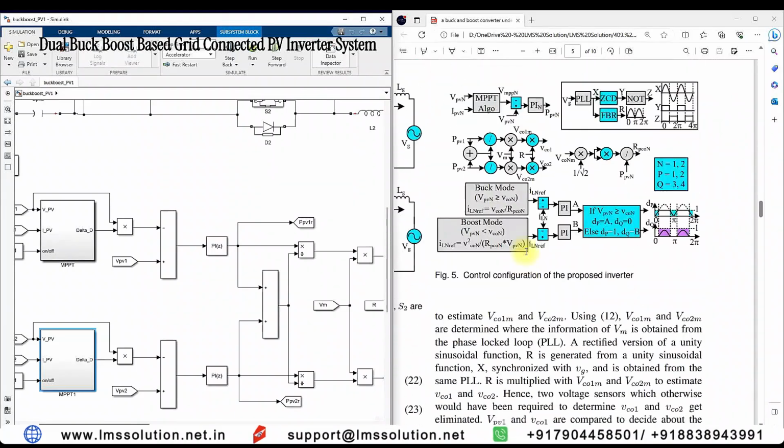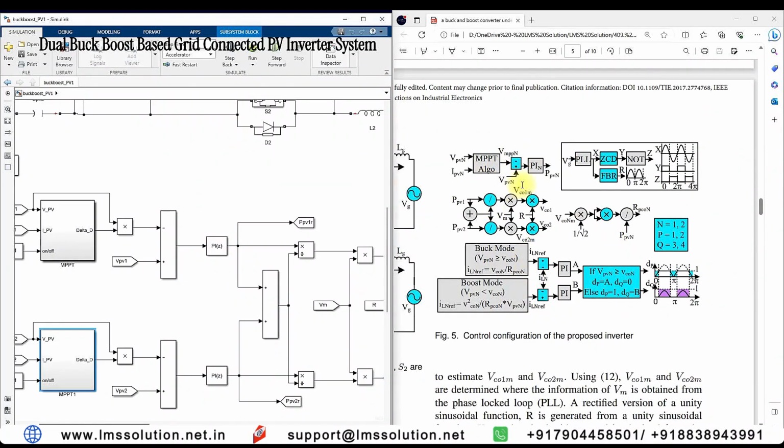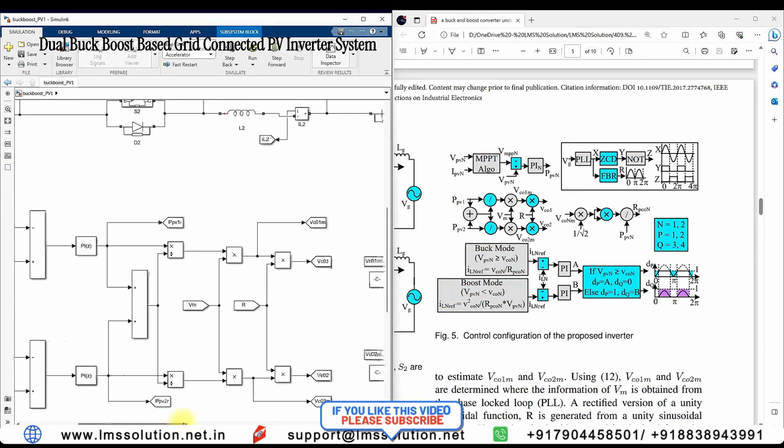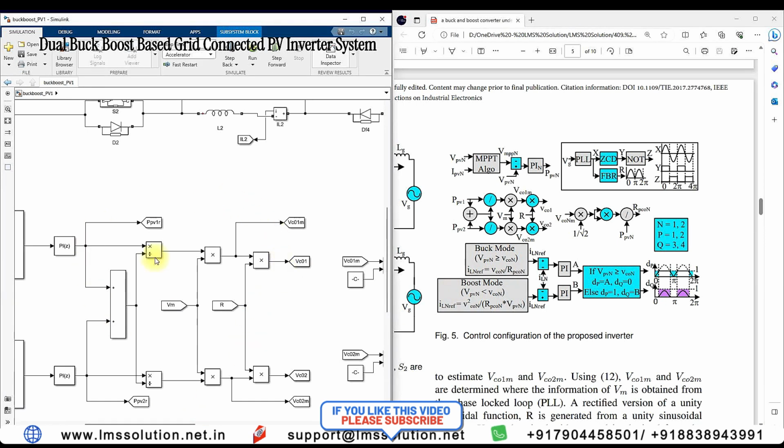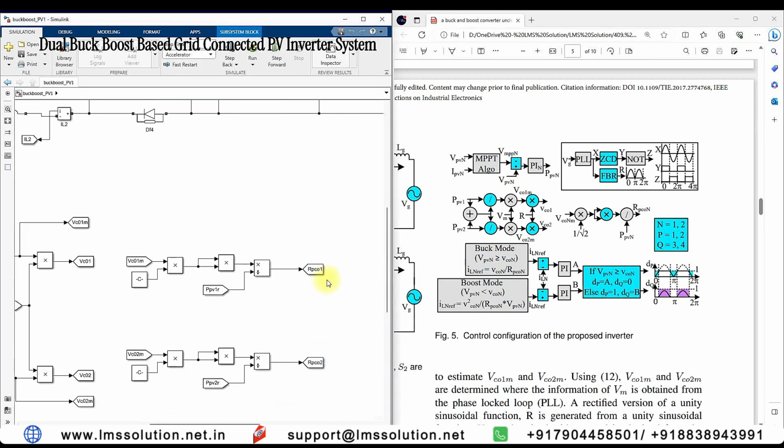Here you can see the common control logic. Then here the PPV1 comes here for calculating VC01 and VC02. Here you can see that this is the circuit block for calculating VC01 and VC02. After calculating VC01 and VC02, here we are going to generate RPC01 and RPC02. This is the implementation, this block implementation here.